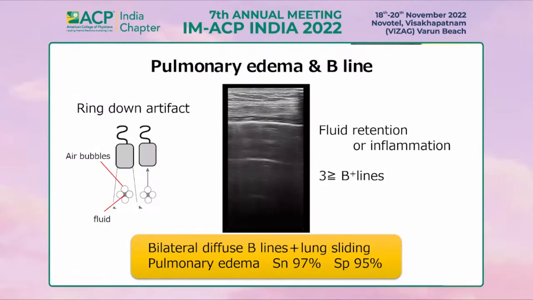Bilateral diffuse B-lines plus lung sliding has high sensitivity and specificity for pulmonary edema. The sensitivity is 97% and the specificity is 95%.